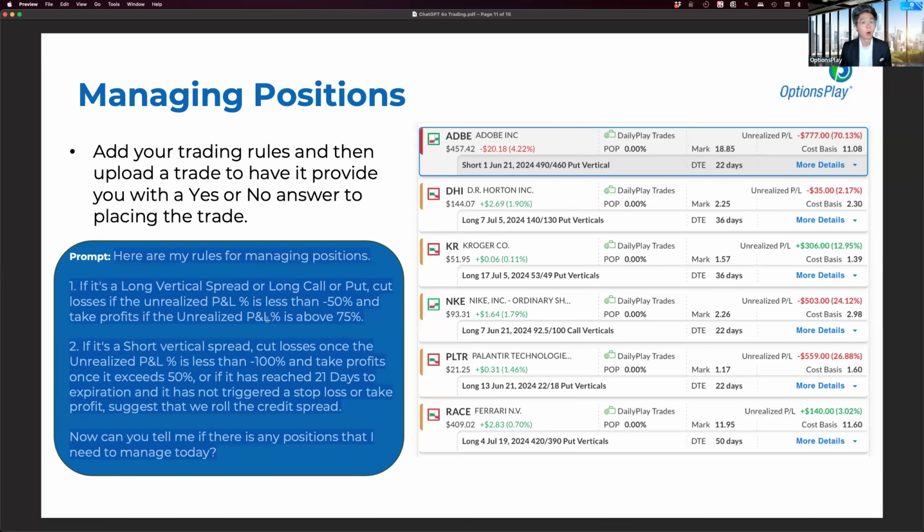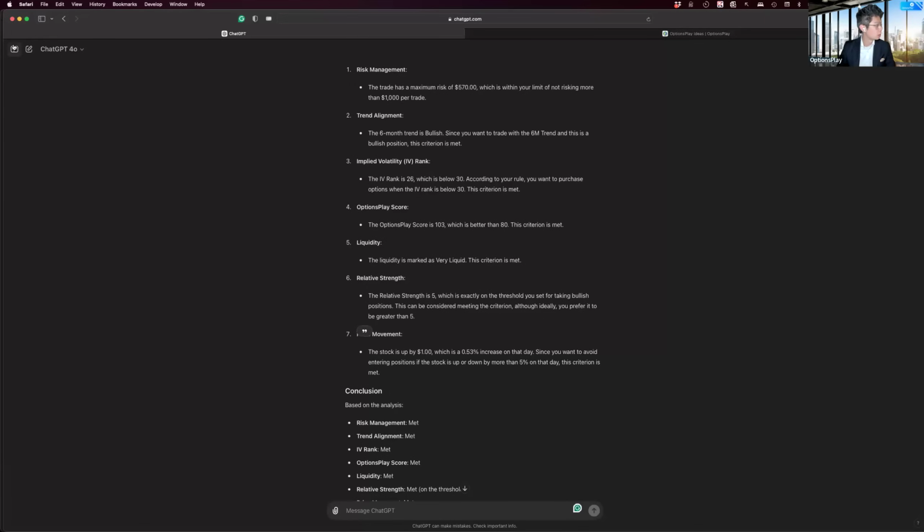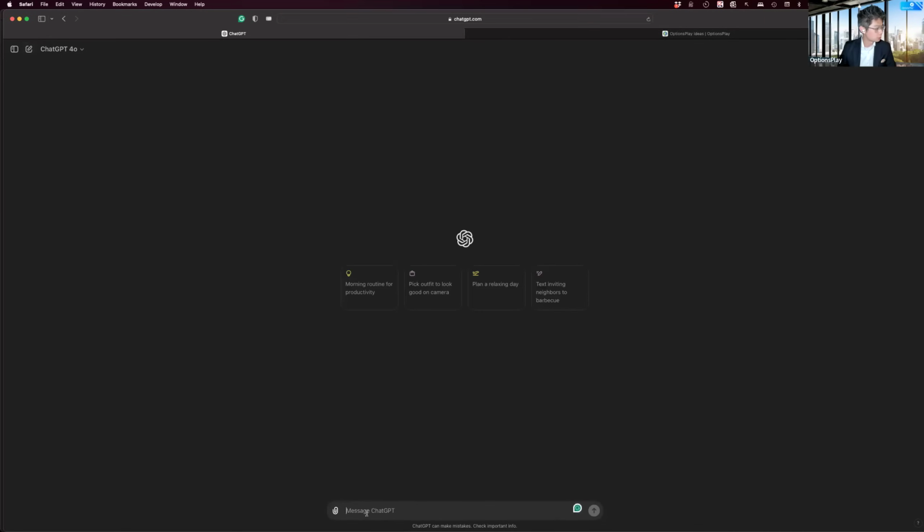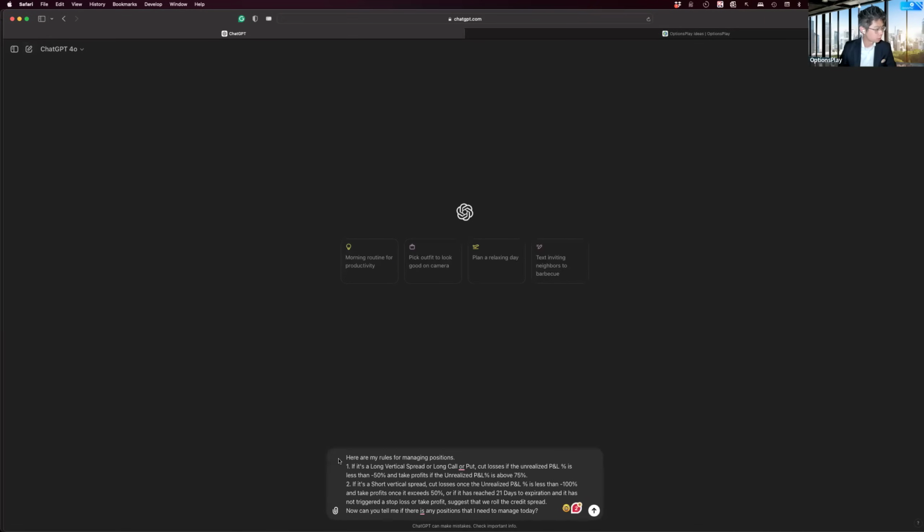And this allows you to basically automate your decision-making process every single morning. You can pull up ChatGPT, throw in your portfolio and say, do I have to do anything this morning? You don't have to look at your positions and remember all your rules. It can do the work for you. So let's start a new chat window here for ChatGPT. Here's the prompt that I built. Here are my rules for managing positions.